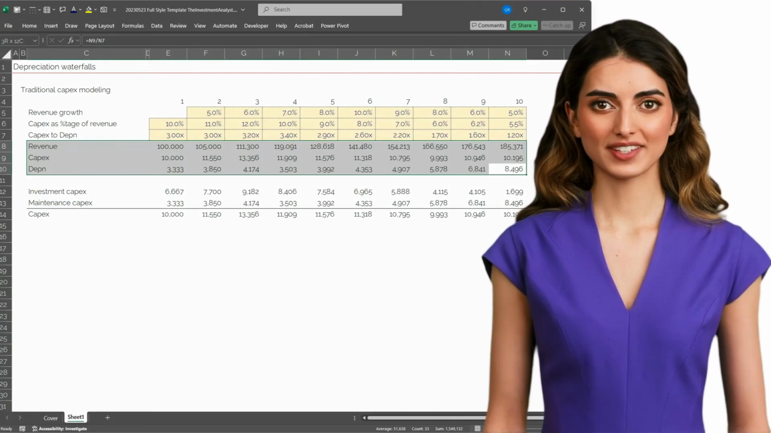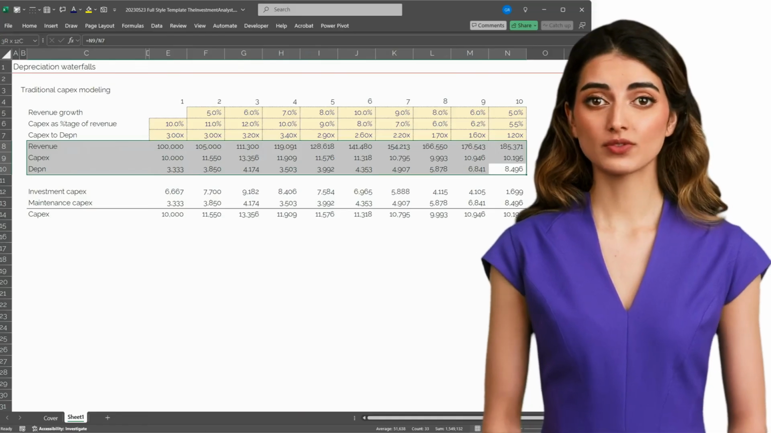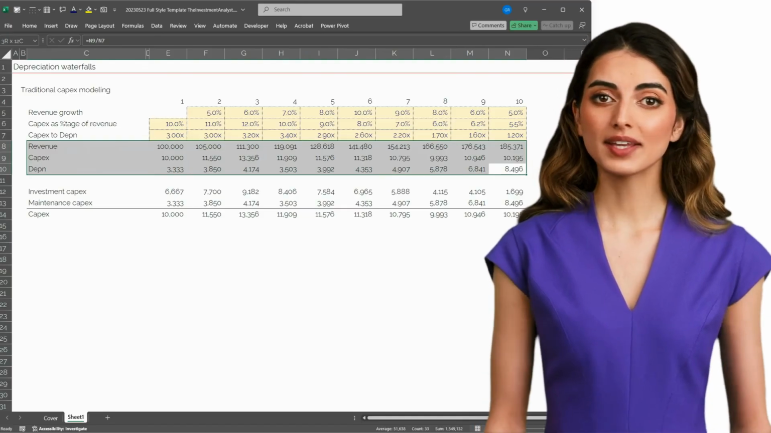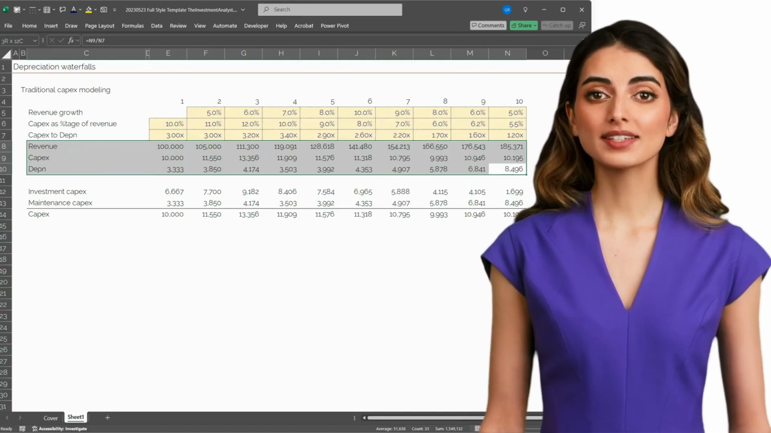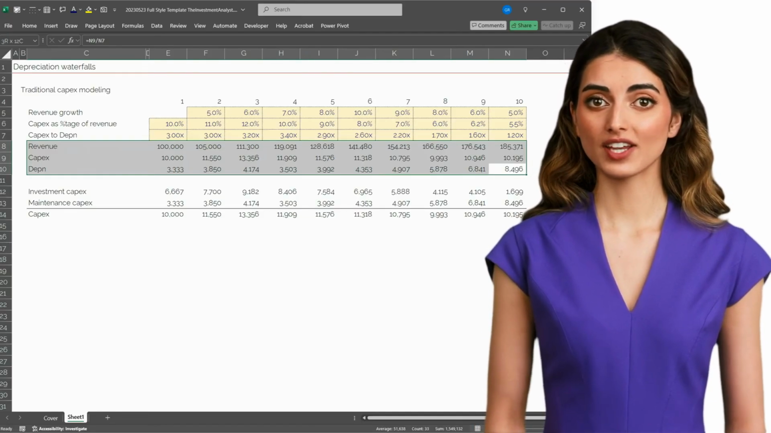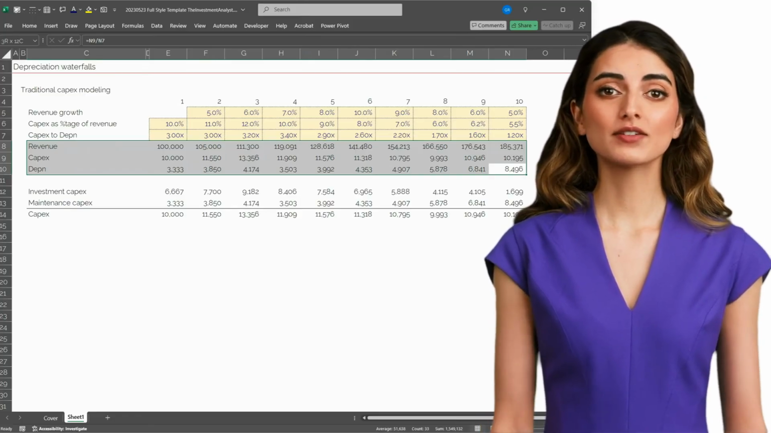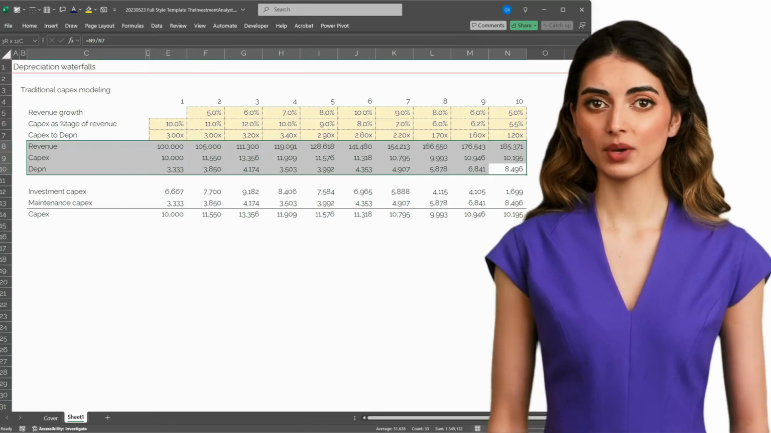In the following few videos, we'll go through the depreciation waterfall build. As we've said, a depreciation waterfall will give us a deeper insight into how the balance between maintenance and investment Capex evolves over time, and ultimately, it will provide us with a deeper insight into the evolution of the operating and reinvestment models.